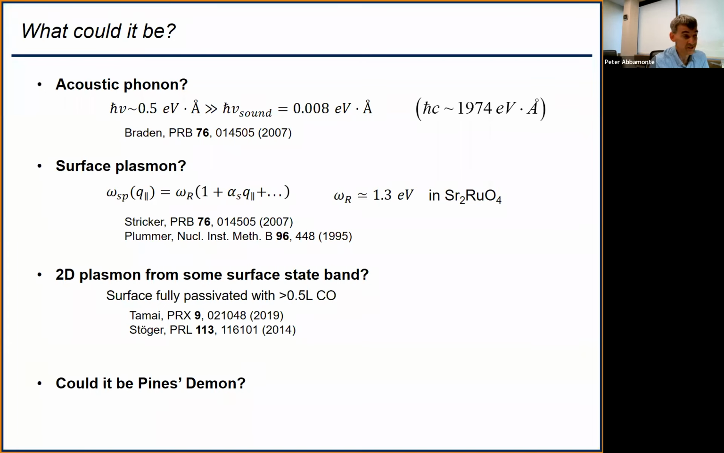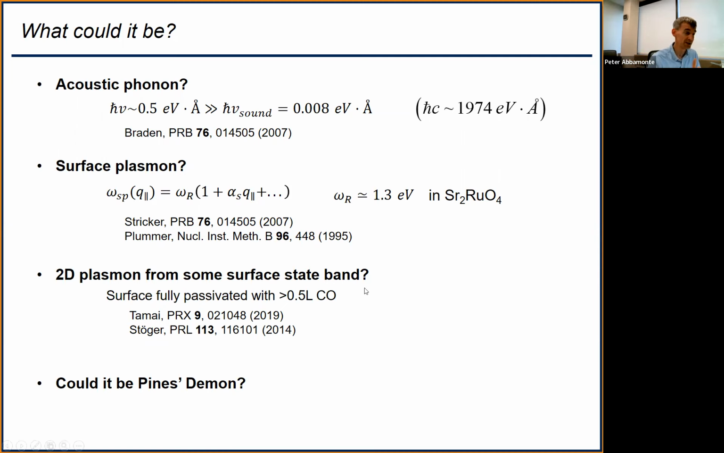So you might wonder, could it just be a surface plasmon? Now, there are different kinds of surface plasmons. You could have a surface plasmon because there's a 2D surface state that hasn't been passivated, and that's really a 2DEG that has a collective mode. That's one way to get a surface plasmon. Another is to have a semi-infinite metal with a surface mode. That's a different kind of plasmon. So we have to consider both of those possibilities.